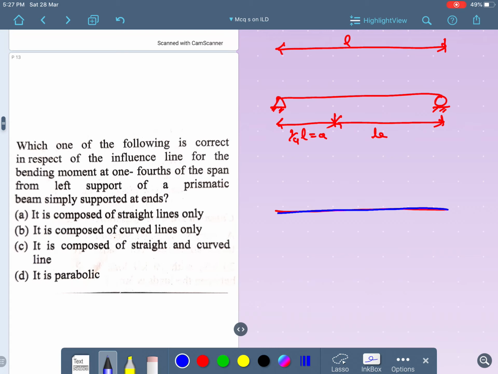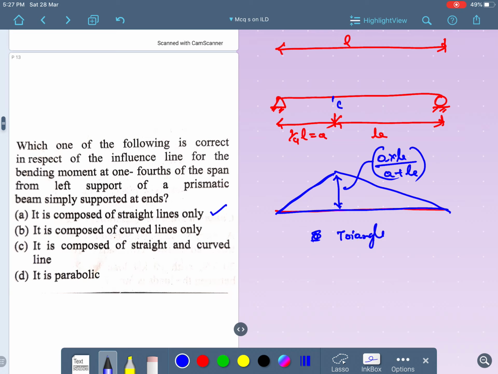If I draw the influence line diagram with respect to the bending moment at point C, it comes like this, and the ordinate distance will be A into B divided by A plus B. Okay, let me read out the options. It is composed of straight lines only. It is composed of curved lines only. It is composed of straight as well as curved lines. It is parabolic. See, in the question, it is a straight line only, and it is in the shape of a triangle. It is composed of straight lines only.